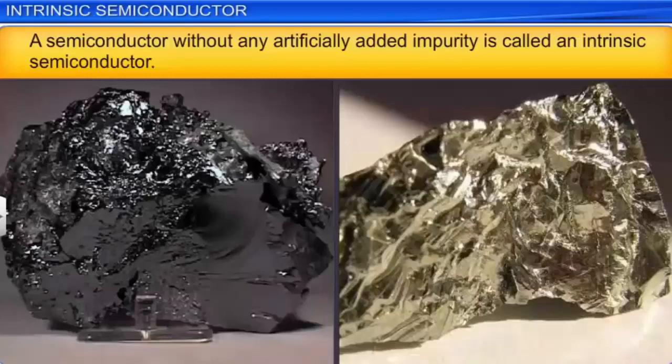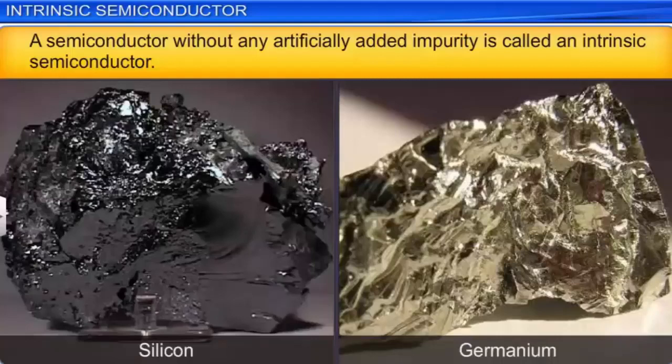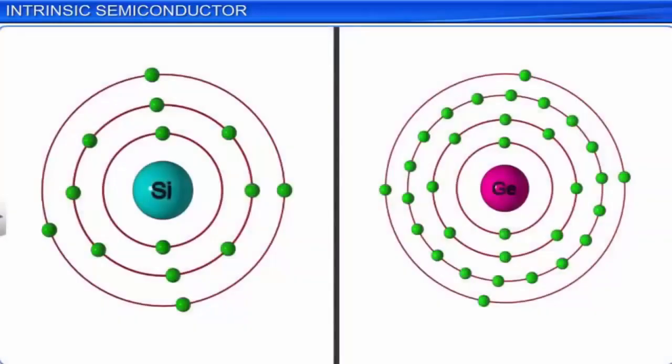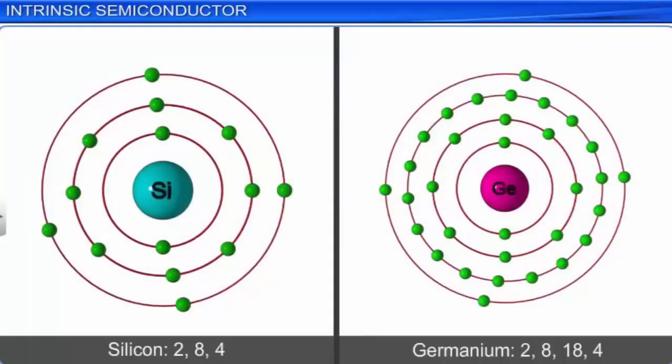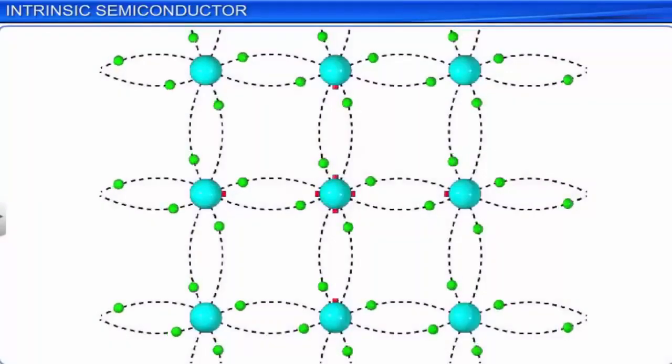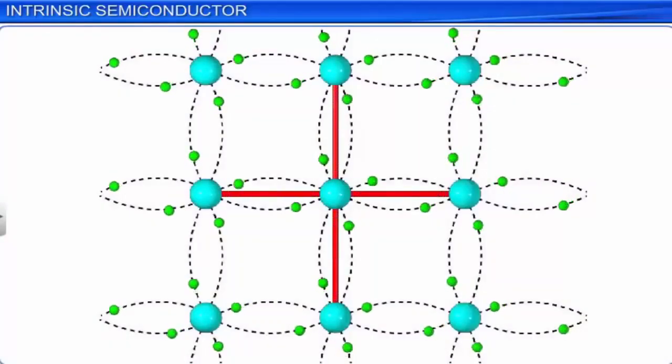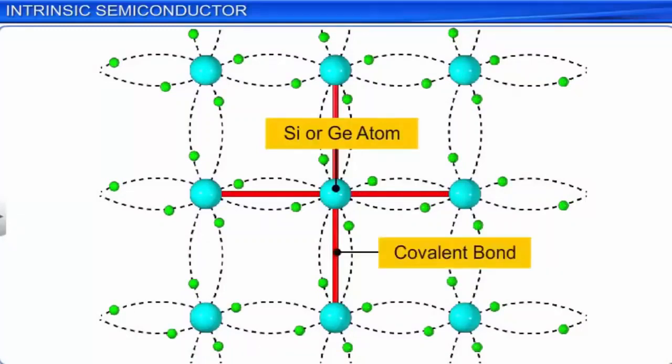A semiconductor, without any artificially added impurity, is called an intrinsic semiconductor. Both silicon and germanium, the two most commonly used semiconductors, exist as intrinsic semiconductors. Let us take a look at the atomic structure of silicon and germanium. Both silicon and germanium have 4 valence electrons. In crystalline form, each silicon and germanium atom uses its valence electrons to form 4 covalent bonds with 4 surrounding atoms.